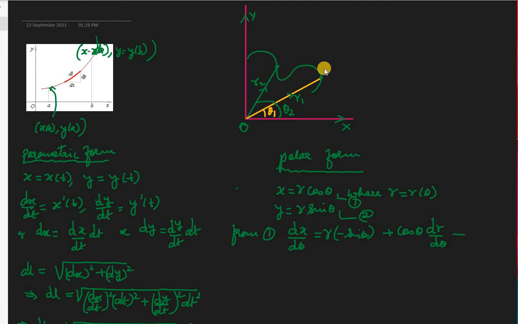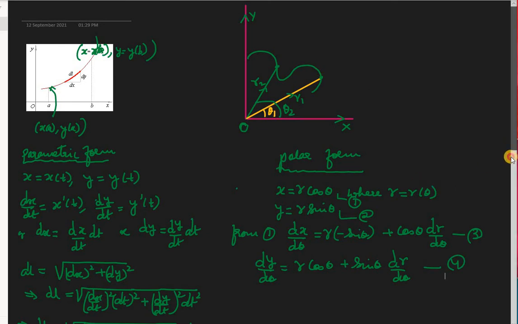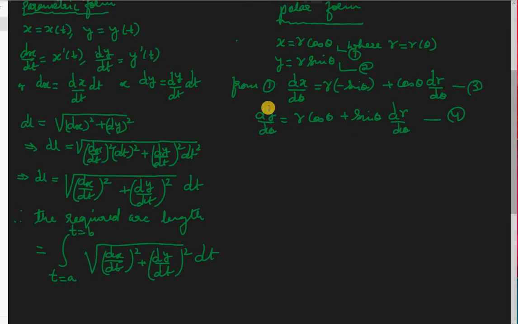Name this as equation 3. And what about dy d theta? Dy d theta will give you what? Take r as a constant and differentiate this one, so you get r cos theta, plus, keeping sin theta as a constant, sin theta into dr d theta. This is equation 4.